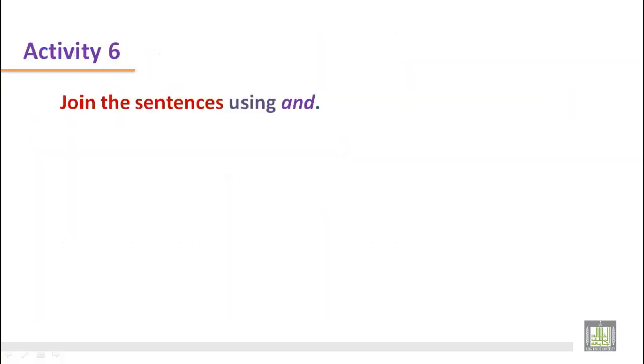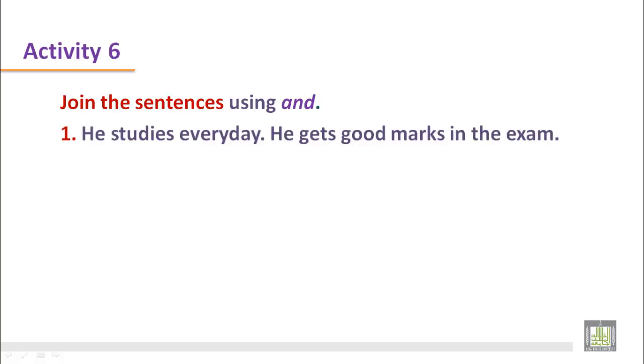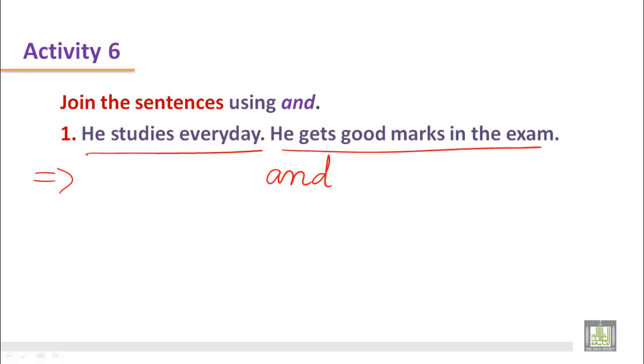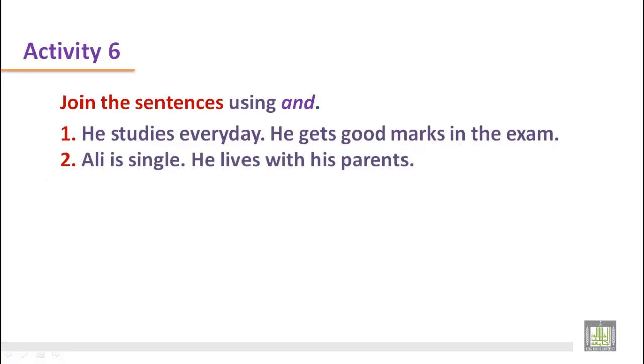Activity 6. Join the sentences using and. He studies every day. He gets good marks in the exam. If we want to join these two simple sentences, it will be very simple because these two sentences have a similar idea. He studies every day. We write the full sentence, then we write and, then we write the next full sentence. He studies every day and he gets good marks in the exam. Number 2. Ali is single. He lives with his parents. We already discussed this sentence. So again, when we have to join these sentences, we write the first sentence and then we put and, then we write the second sentence in full.